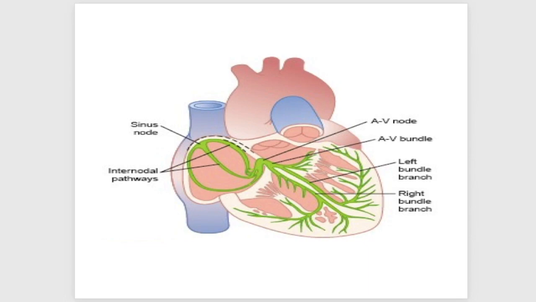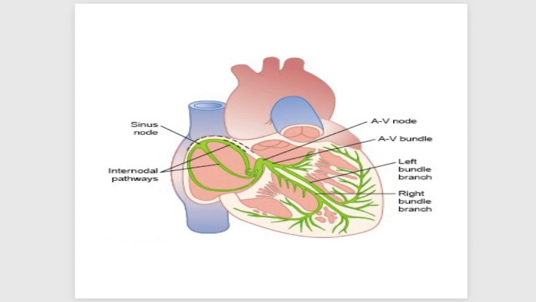So let me repeat again. The conduction system consists of different parts, and the first part is the sinoatrial node, as you can see here, the SA node. This SA node is a small mass of specialized cells, and it lies in the walls of the right atrium near the opening of the superior vena cava.